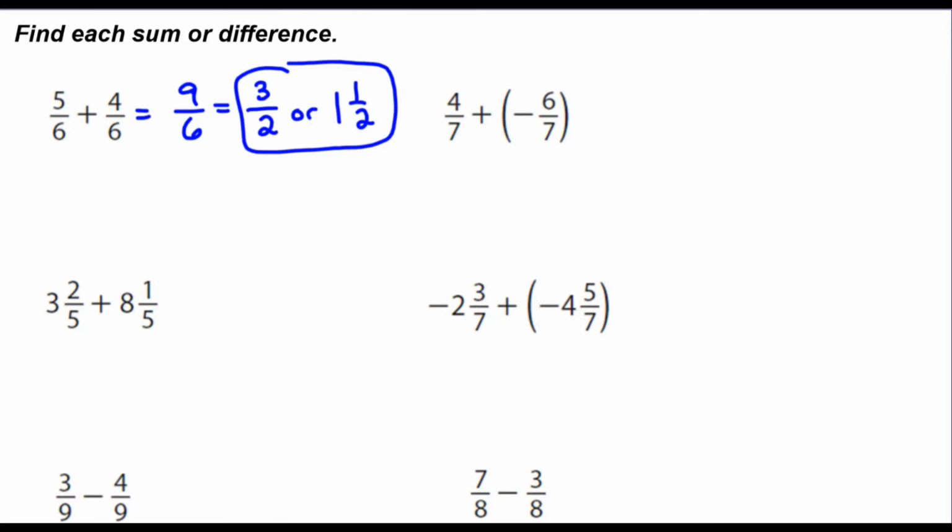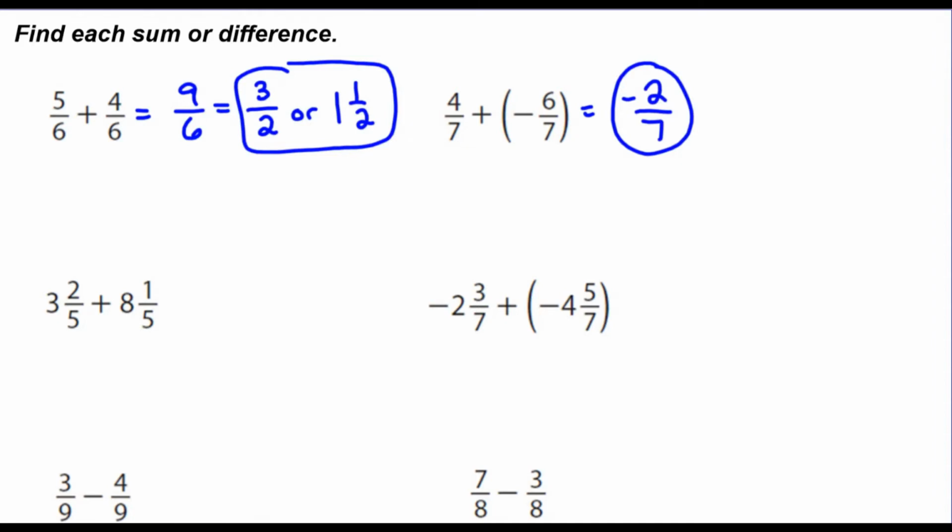Easy peasy. Next one, when we're dealing with negatives, remember how we're adding positives and negatives. Here they have different signs. They cancel each other out, so there's going to be some canceling going on here. So we can think of this as 4 plus -6, or just 4 minus 6, and that's going to give us -2/7, and that is in simplest form.